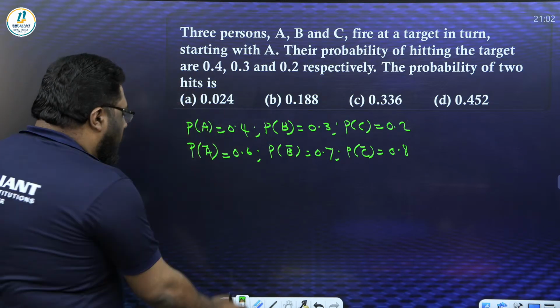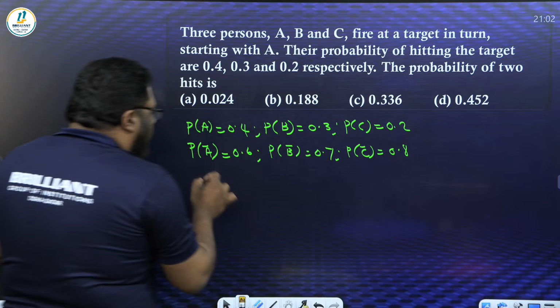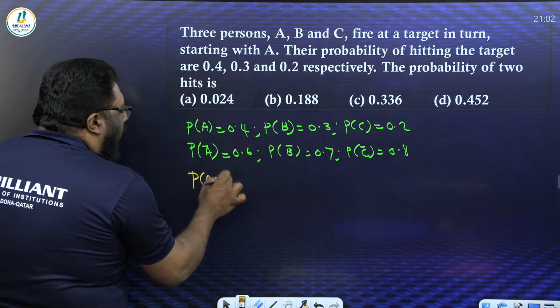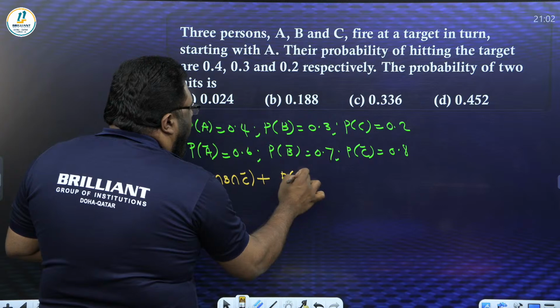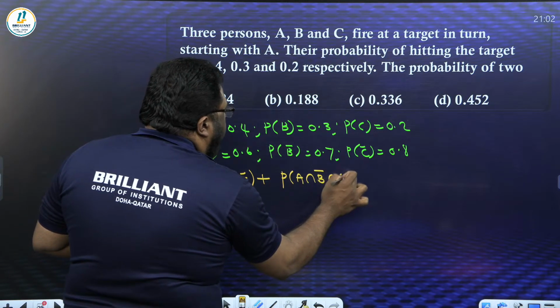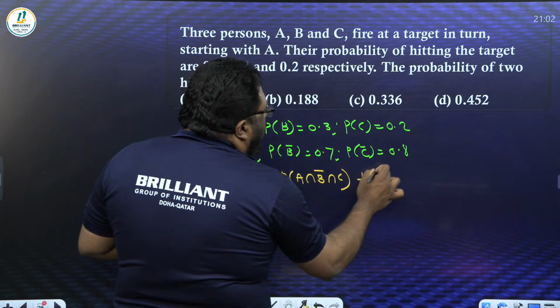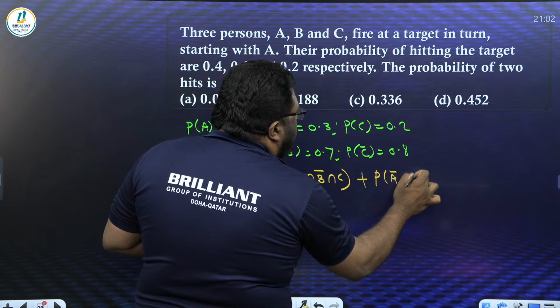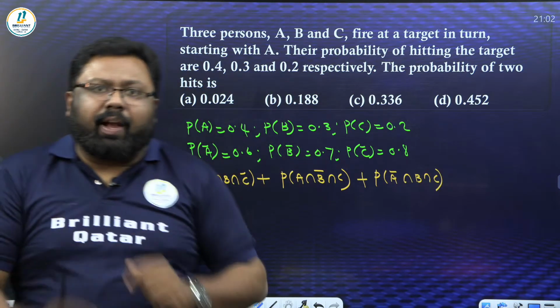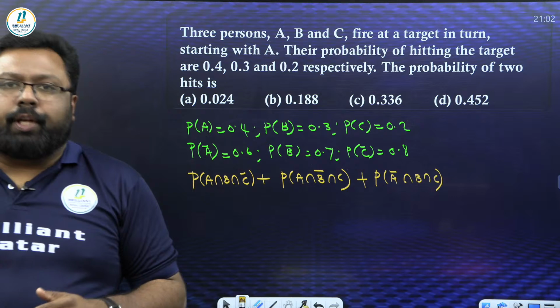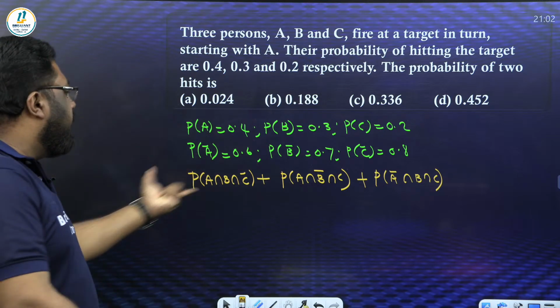Now they want the probability of 2 hits. Only 2 should hit. So if only 2 hit, the cases are A and B hit and not C, or A and C hit and not B, or A does not hit, B and C hit. Only 2 of them should hit. All 3 are firing, but at a time only 2 should hit. What is the probability for this?